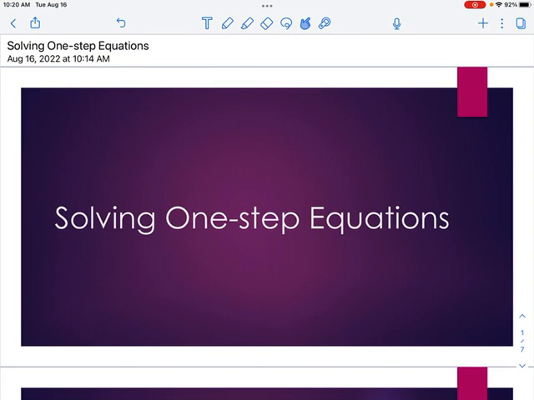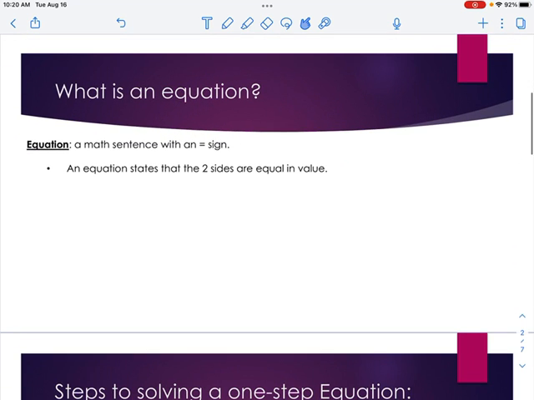Okay, we are going to be looking today at solving one-step equations. Now, in order to do that, we need to start off with just what is an equation? An equation is simply a math sentence with an equal sign. An equation states that the two sides are equal.